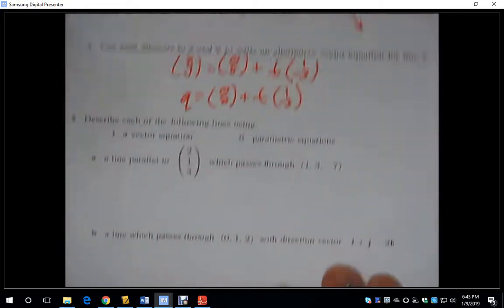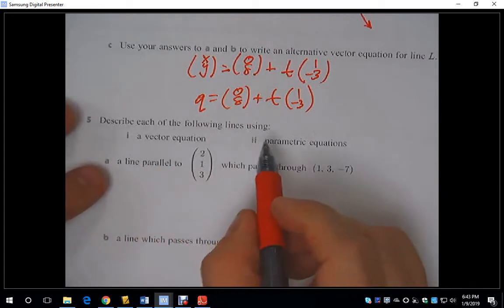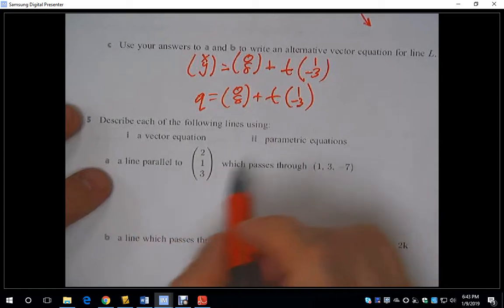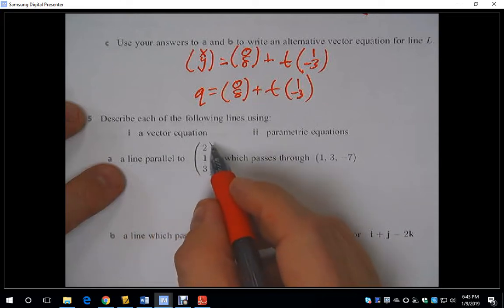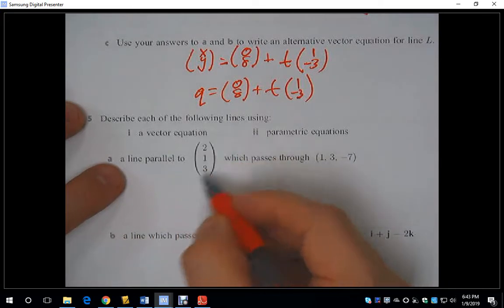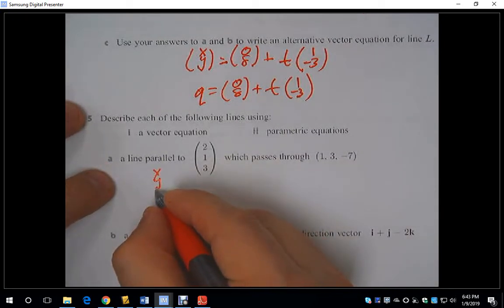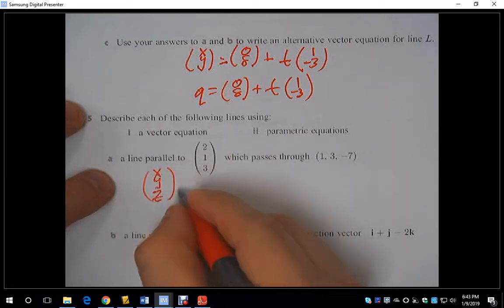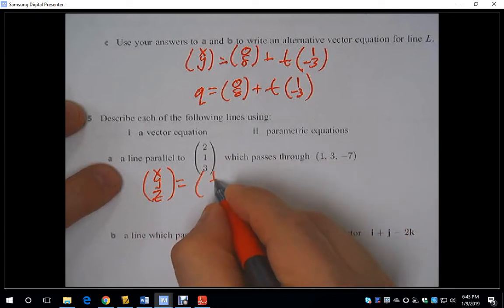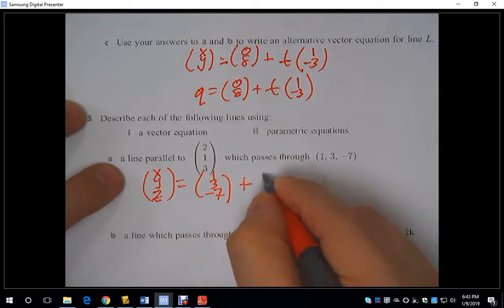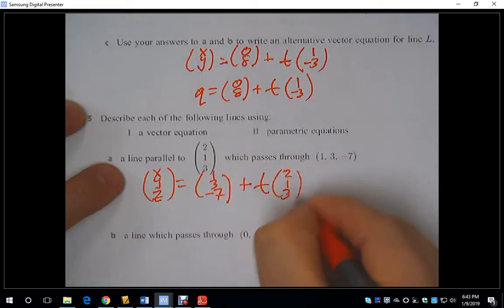Let's look at 5. It says here, describe each of the following lines using a vector equation and a parametric equation. It looks like we're looking at 3 dimensions. So it says a line parallel to (2, 1, 3). Well, if it's parallel, then that's our direction vector, which passes through (1, 3, -7). So we have our x, y, and z, and that equals our point of (1, 3, -7) plus t times the direction vector of (2, 1, 3).